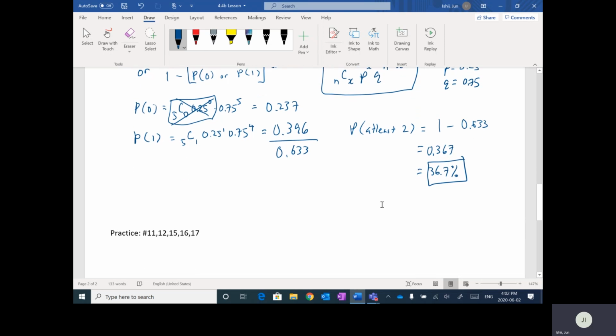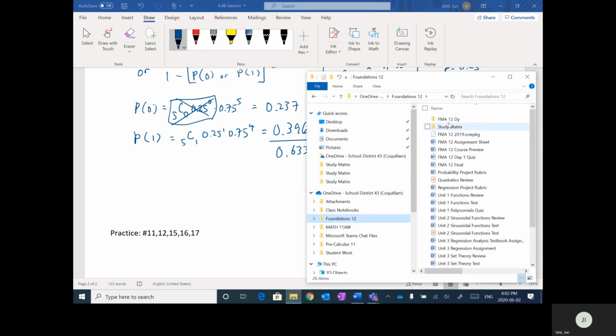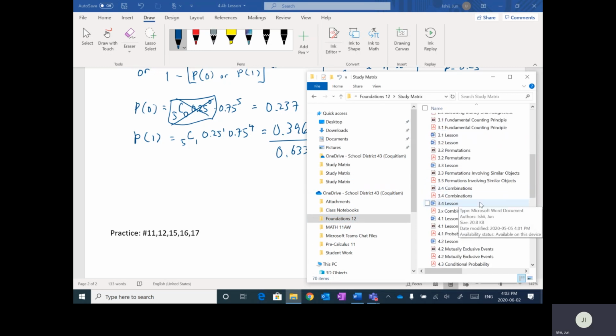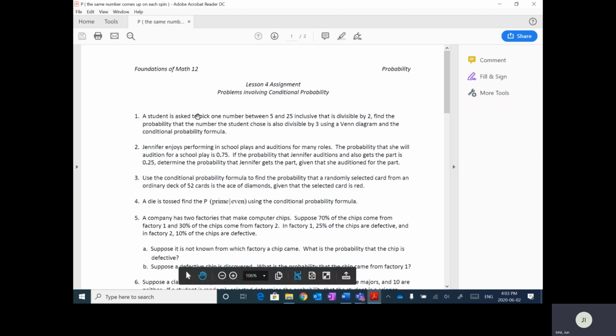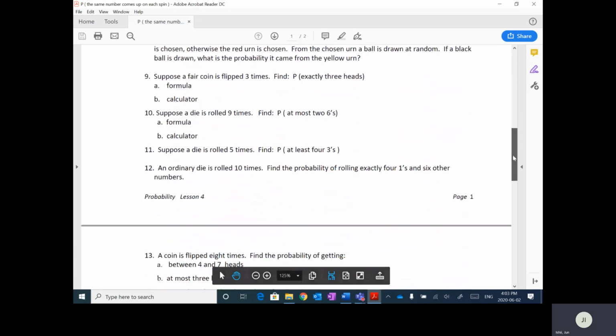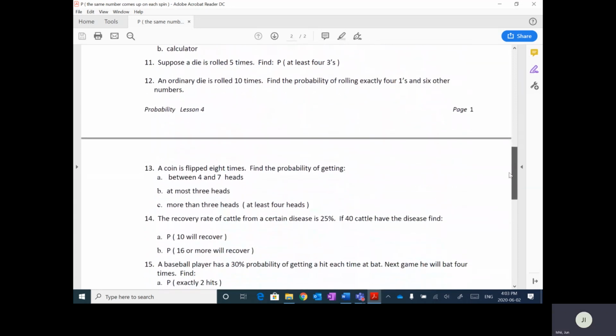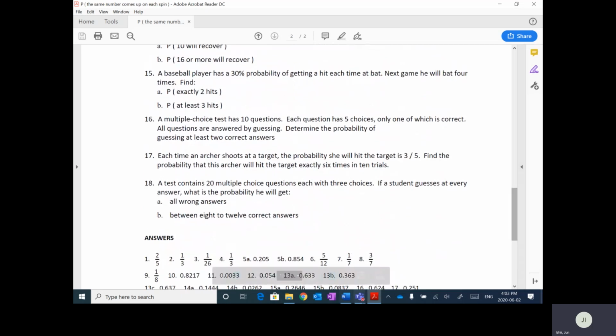Cool. So for practice, these are the questions that you want to try: 11, 12, 15, 16, 17 off that worksheet. Let me just open that up. The first half of this worksheet was all that conditional probability stuff from last lesson. So we want to do 11, 12, starting from here, those numbers that I listed. And the answers are at the bottom here to check.